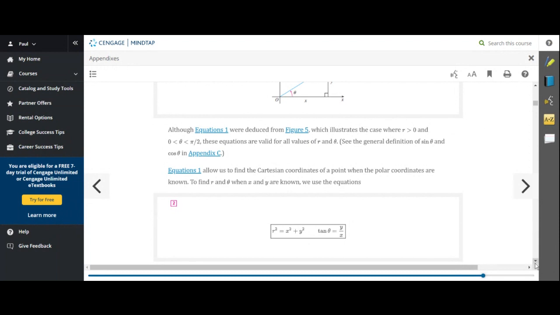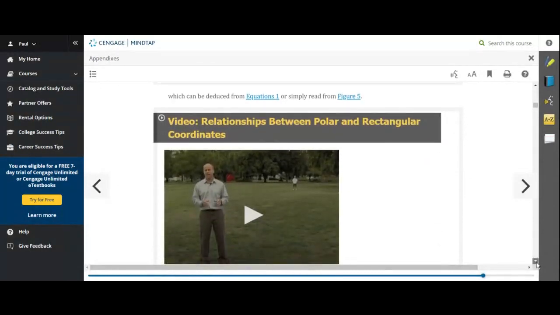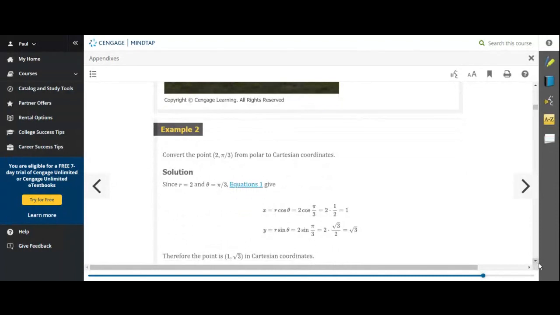But we need the formulas because sometimes what we want to do is we want to convert from a polar coordinate to a Cartesian coordinate. So for instance here, in example 2, they want you to convert the polar coordinate 2, pi over 3 from polar to Cartesian coordinates.